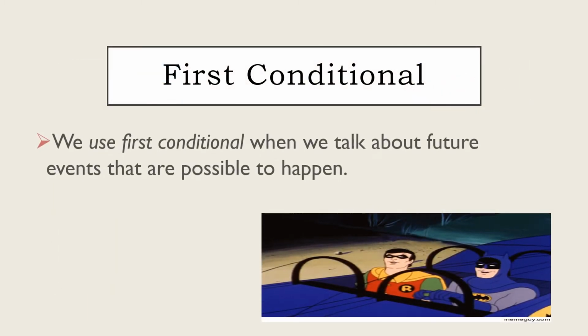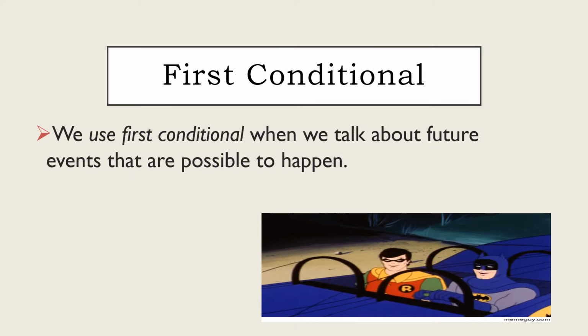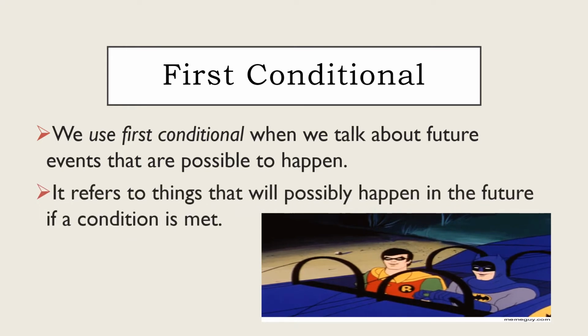First conditional. We use first conditional when we talk about future events that are possible to happen. Kita gunakan first conditional untuk peristiwa yang mungkin berlaku. It refers to things that will possibly happen in the future if a condition is met. Ianya merujuk kepada sesuatu yang mungkin akan berlaku sekiranya syarat-syarat dipenuhi. We use the word if to make first conditional sentence. Kita gunakan perkataan if, jika, sekiranya, kalau untuk membentuk ayat first conditional.